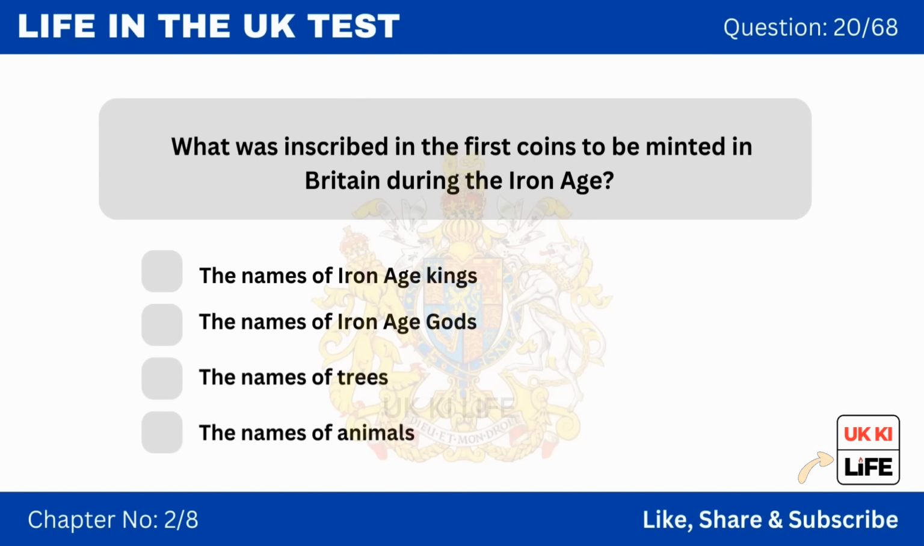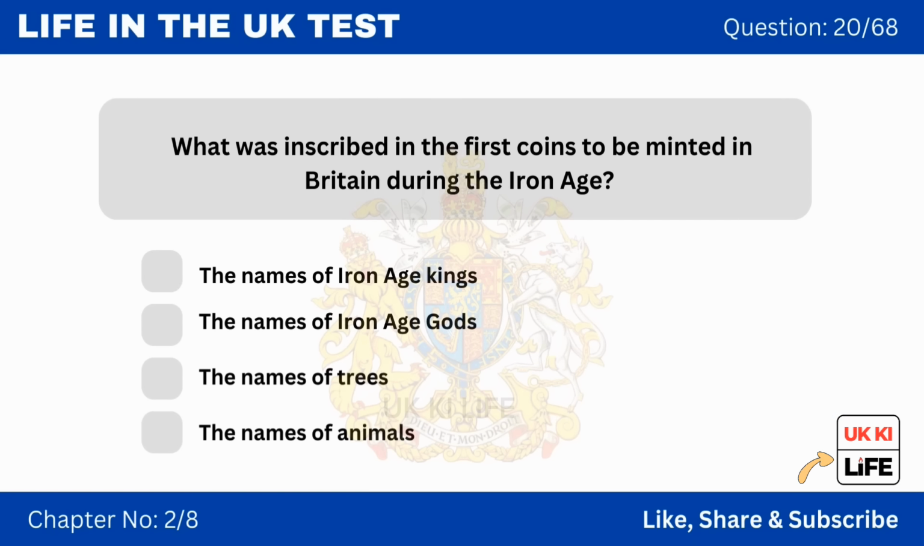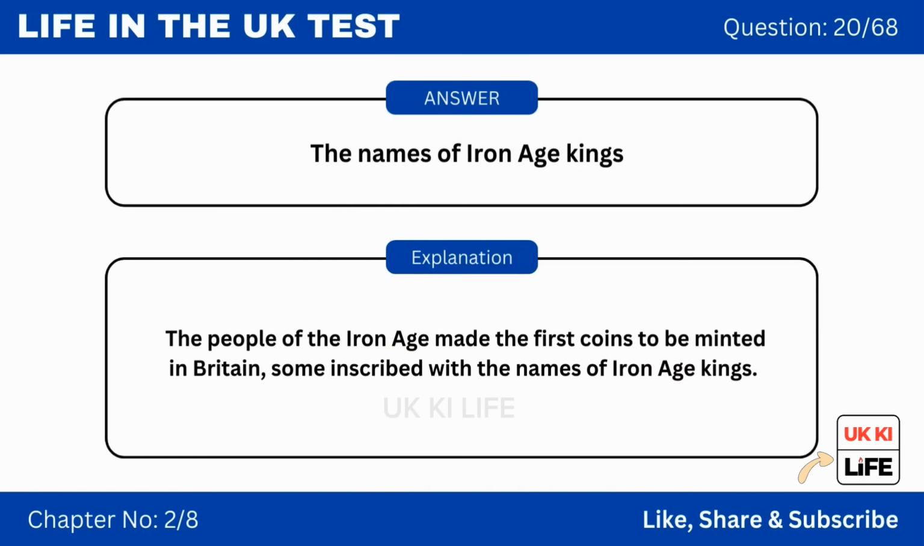Question 20. What was inscribed in the first coins to be minted in Britain during the Iron Age? The names of Iron Age kings. The names of Iron Age gods. The names of trees. The names of animals. The correct option is A. Explanation. The people of the Iron Age made the first coins to be minted in Britain, some inscribed with the names of Iron Age kings.